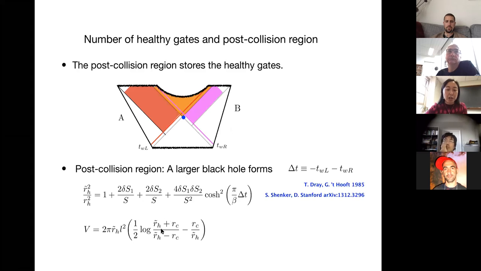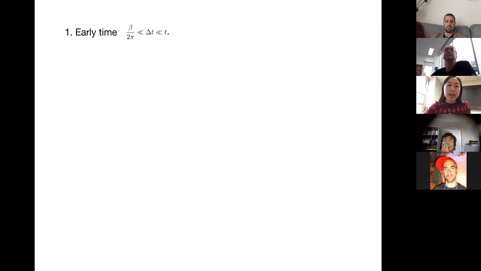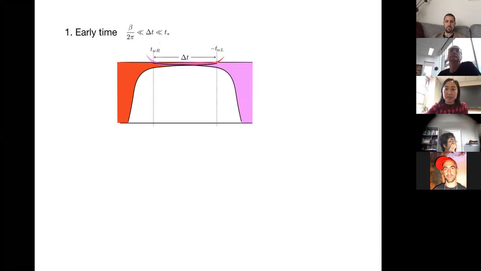Here, in BTZ geometry, is the expression of the space-time volume of the post-collision region, where R_H tilde is the new horizon radius in this region, and R_C is the place where the collision happens. Again, because of the boost symmetry, R_C only depends on delta t. Let's first look at early time, where delta t is much larger than thermal time, but much smaller than scrambling time. In this regime, the back reaction is very small. What do we expect?